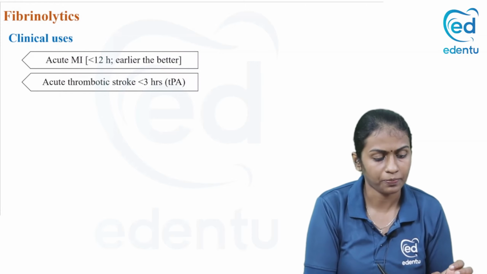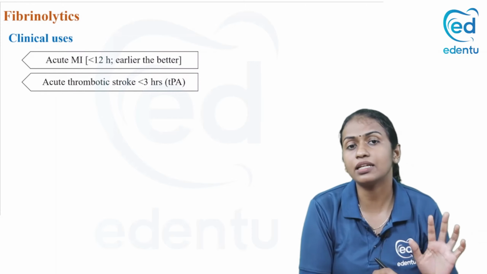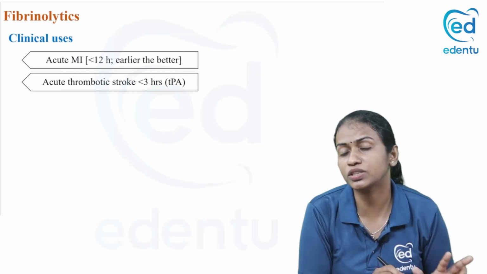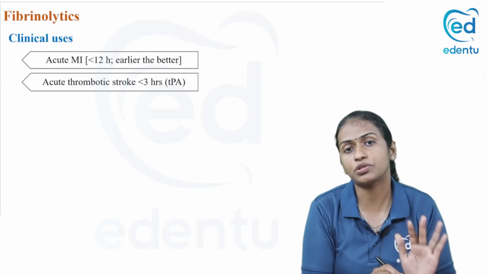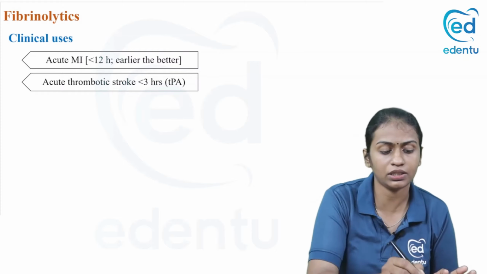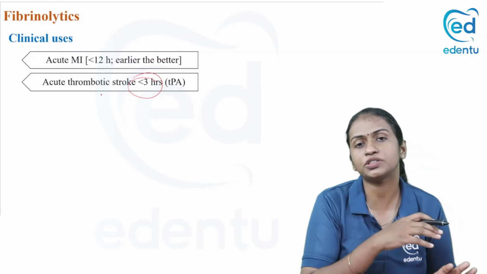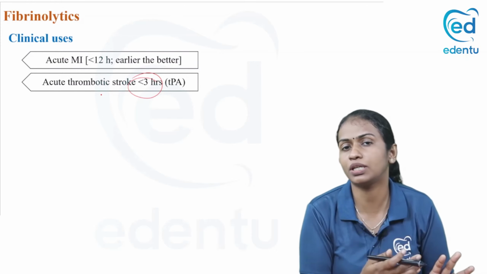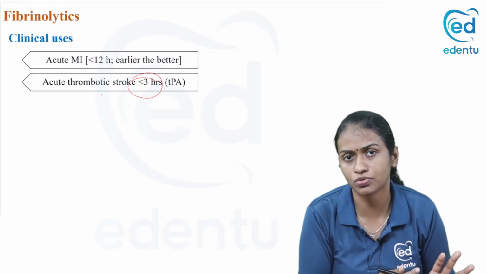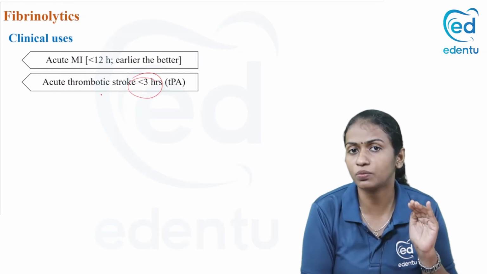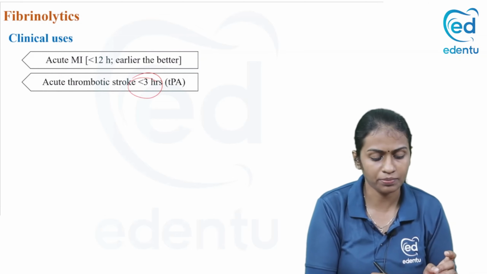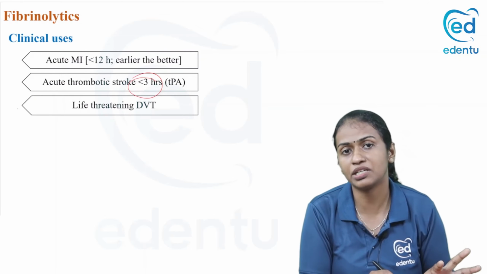Okay. And we have already seen the early agents, streptokinase, urokinase and all cannot act on old clots. Then as I said, acute thrombotic stroke or acute ischemic stroke. In case of stroke, you should give the thrombolytic therapy within 3 hours. If it is more than 3 hours, there is a chance of converting this ischemic stroke to hemorrhagic stroke. So that is why we are saying, if you are giving in case of ischemic stroke, try to give it within 3 hours. Okay. These are the two main indications.